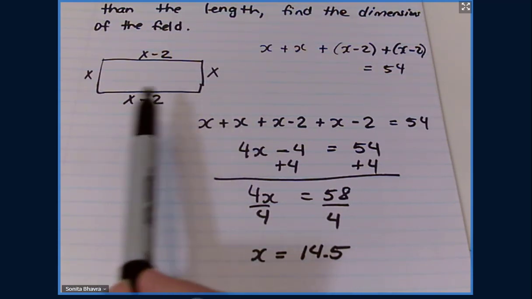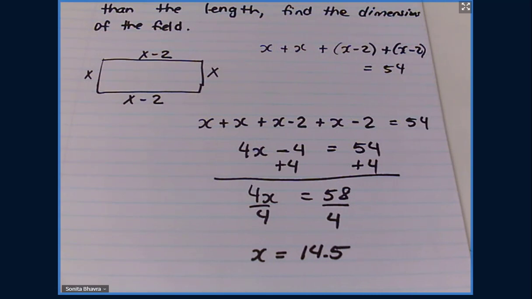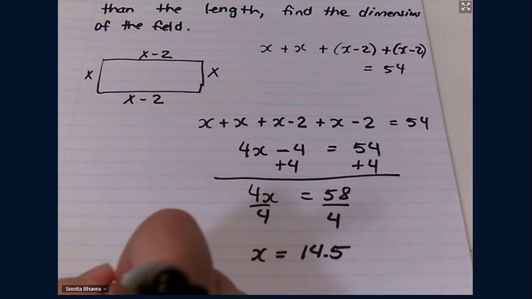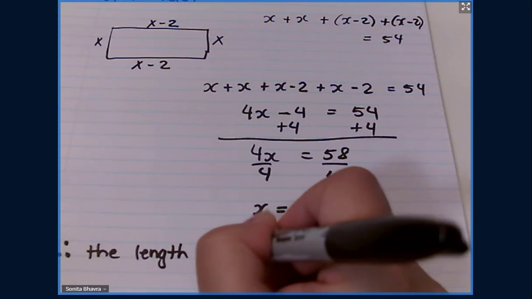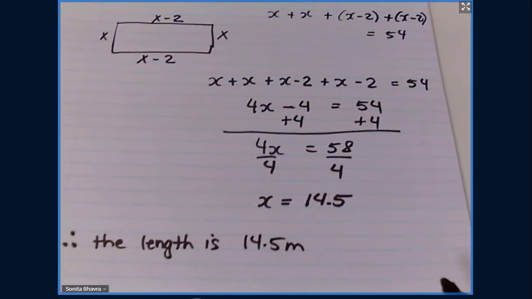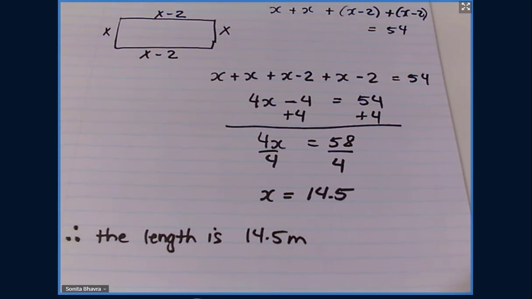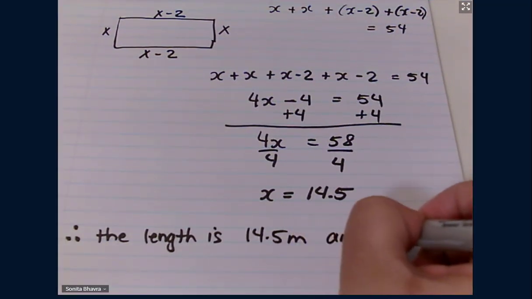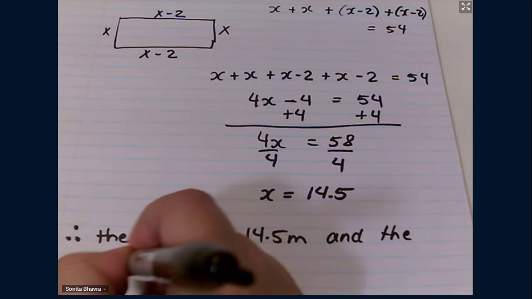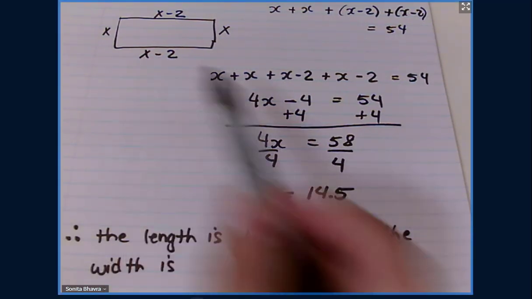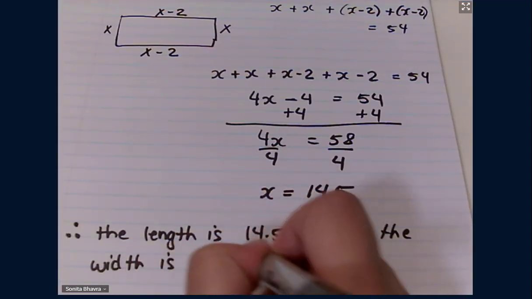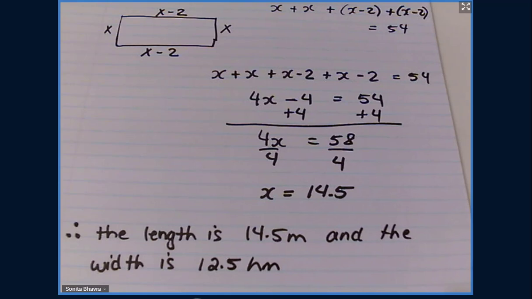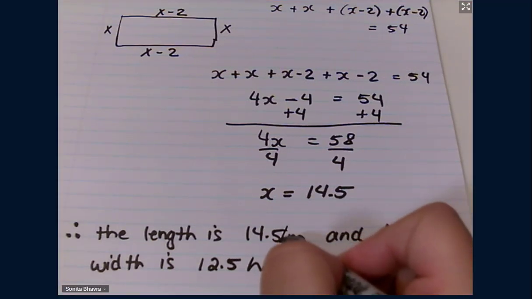But remember that our width is 14.5 minus 2. All right, so therefore, the length is 14.5 hectometers. And the width is 14.5 minus 2, which is 12.5. And it's hectometers, not meters. Hectometers.